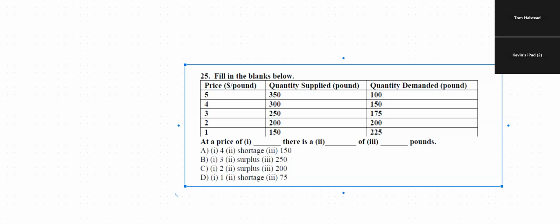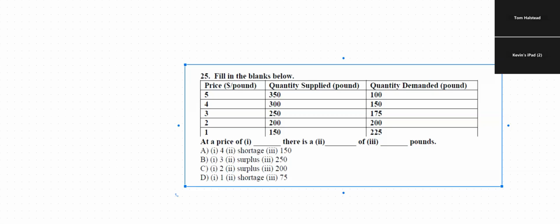Remember, shortages and surpluses: where are there more demanded than there are supplied? So first of all, let's look at demand and supply and see if there's a surplus or a shortage. At $5, is there a surplus or a shortage? We've got 350, a buildup of inventory, so there's 250 of too much surplus. But that would not be at $5, so it couldn't be that.